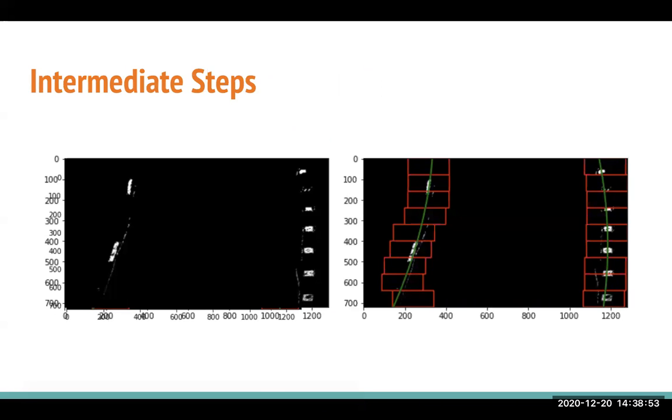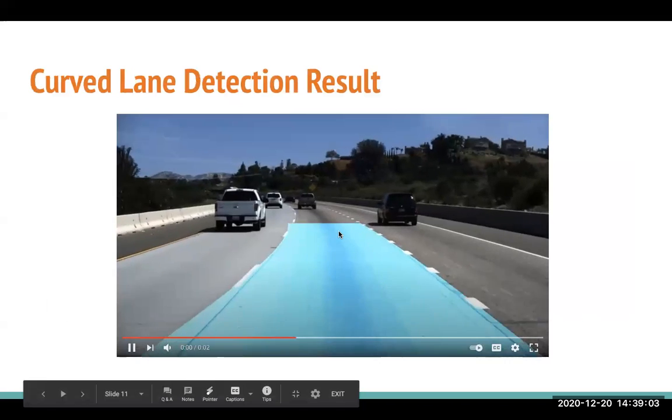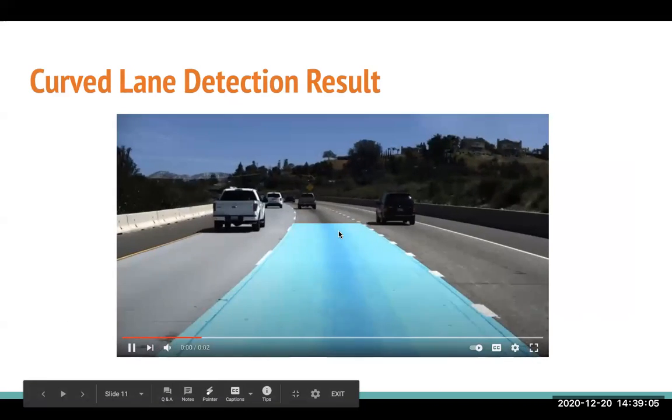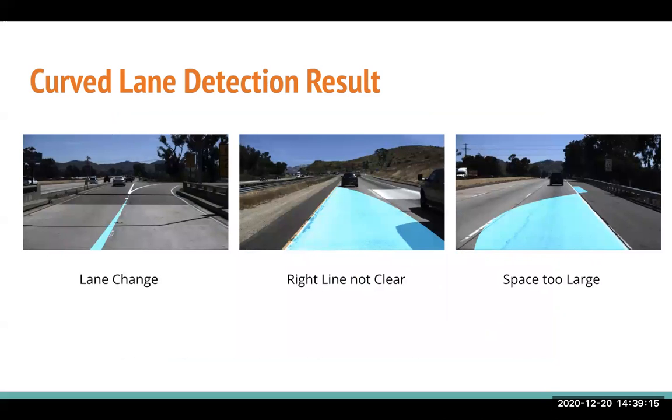The white color represents edges, red boxes represent sliding windows, and the green lines represent the fitted polynomial in the bird's eye view. In the sample result here, the blue area is the detected lane that the car is currently driving in. From this video, we can see that the curved lane detection algorithm works better in these curved lane scenarios. However, there are also 3 examples that the curved lane detection is not good at. On the left, the car is changing lanes. In the middle, the right line is not clear. And on the right, the spaces between the left dashed lines are too large.